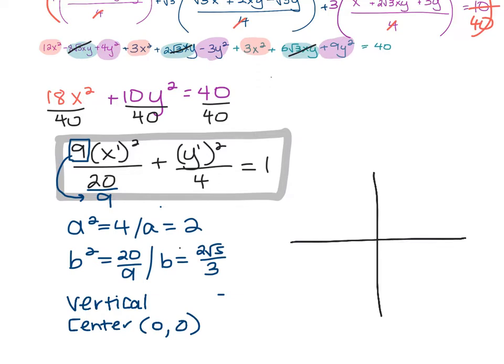So then I go to my graph. So my initial xy looks like this. My theta is pi over 6, which is about here. That's going to be my x prime. This is going to be my y prime. And then my ellipse, my center would go here. It's vertical, so I'm going up and down 2. And then the horizontal is the 2 root 5 over 3. We have to approximate that.